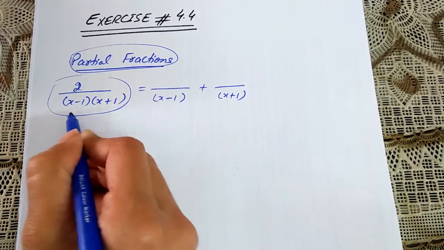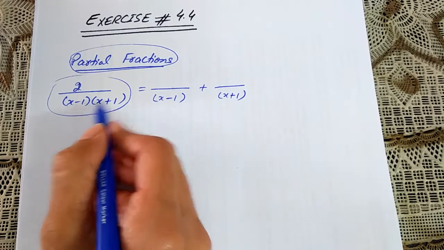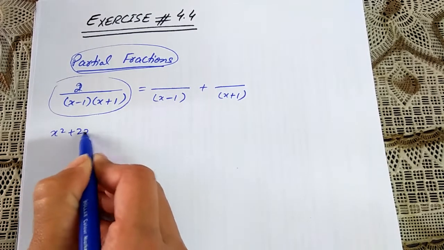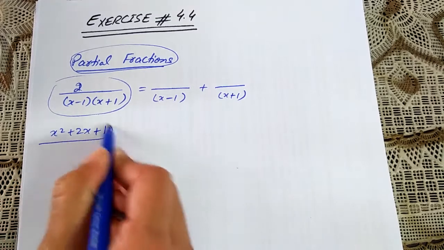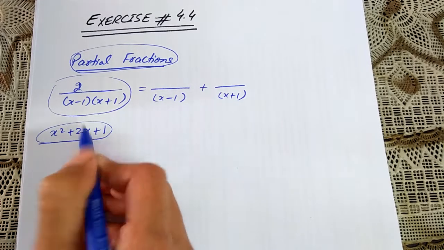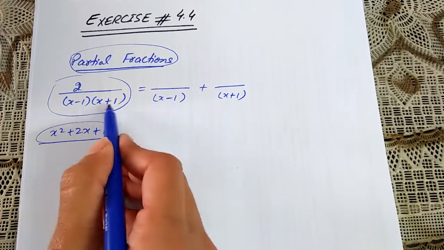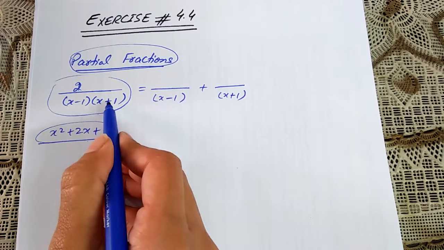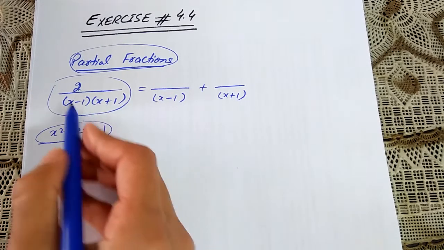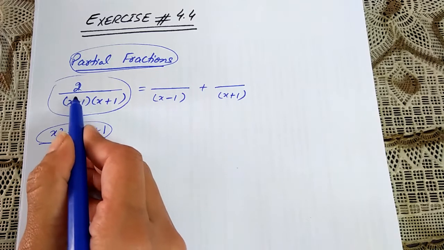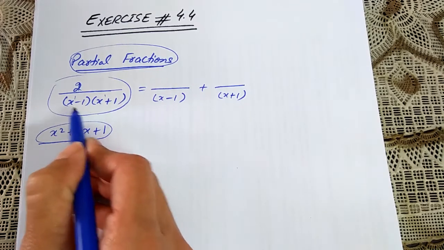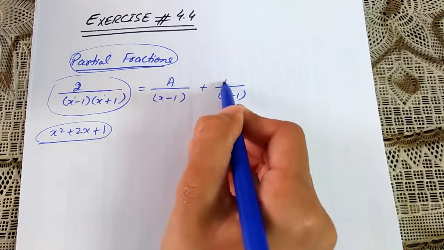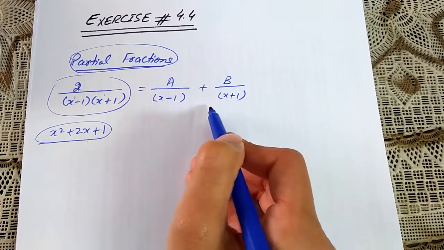It is already factorized form. First of all, if you have the denominator in this form, for example x squared plus 2x plus 1, you need to factorize it. After factorization, now you got the simplest functions in these brackets. You see, these have the power 1 now. It will be split as A over x minus 1 plus B over x plus 1.